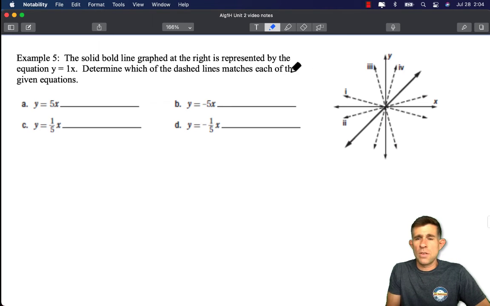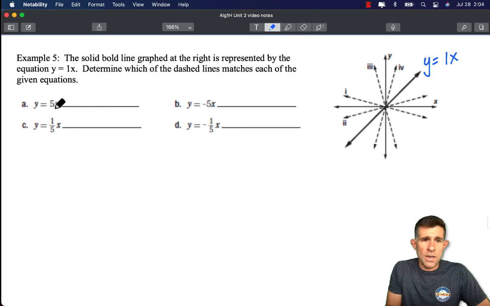All right, our final example for today says the solid bold line at the right is graphed. It represents the equation y equals 1x, or y equals x. Determine which of the dashed lines matches each of the given equations. So this question here is really just getting after whether you understand steepness of slopes. So here is y equals +5x, y equals -5x, y equals +1/5x, y equals -1/5x.